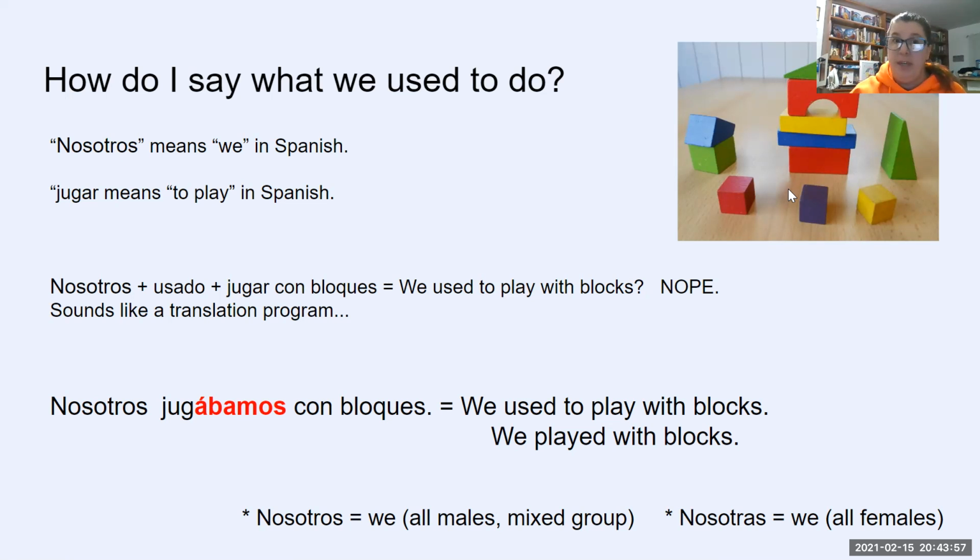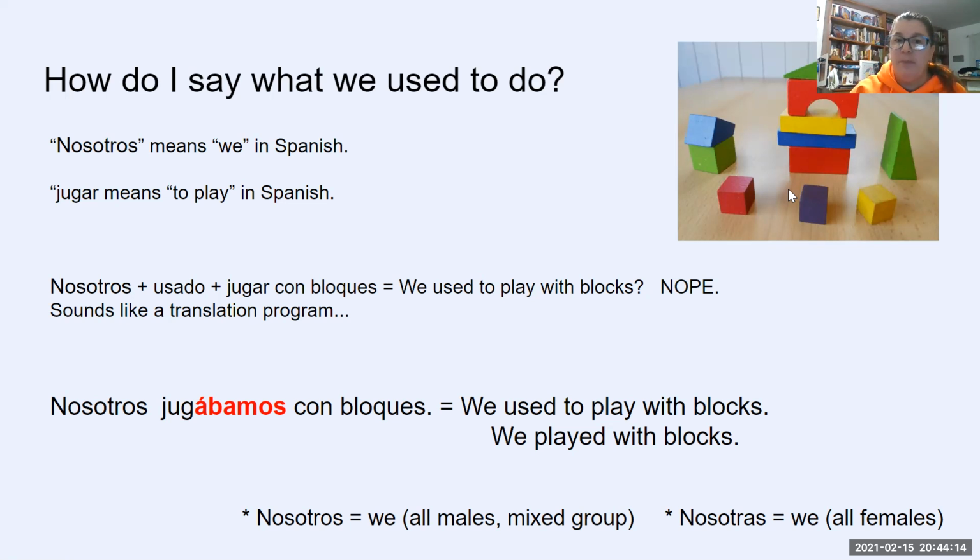So how do I say what we used to do? Well, nosotros means we. Jugar means play. So nosotros usado jugar con bloques. We used to play with blocks, right? No. That's a translation program. Nosotros jugábamos con bloques. We used to play with blocks.